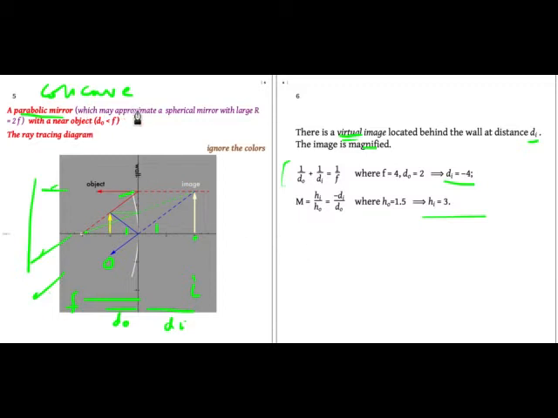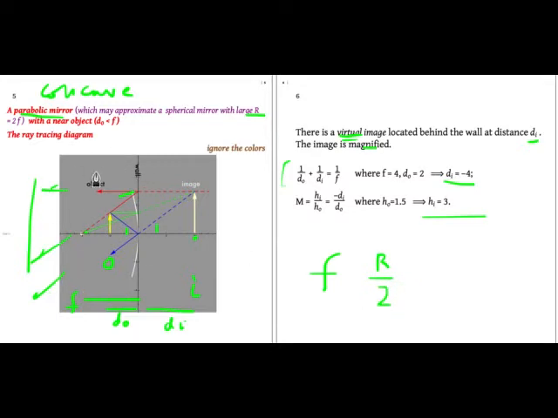Now, a parabolic mirror is an idealization. Usually curved mirrors are made in a spherical shape. It's like a little section of a sphere. A section of a sphere is approximately the same as a section of a parabola, as long as the radius of the sphere is large. And what's the focal point for a spherical mirror with radius r? It's r over 2. So this focal point for a spherical mirror would be r over 2, where r is the radius of the sphere.